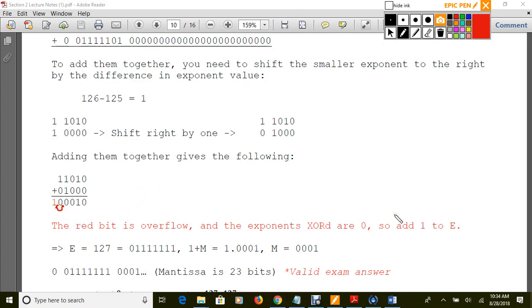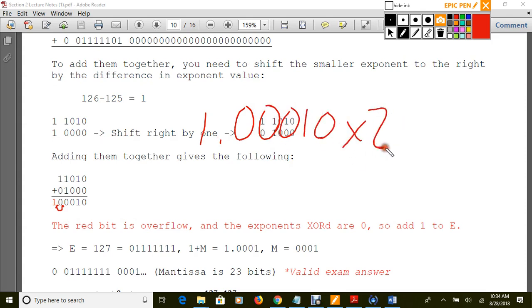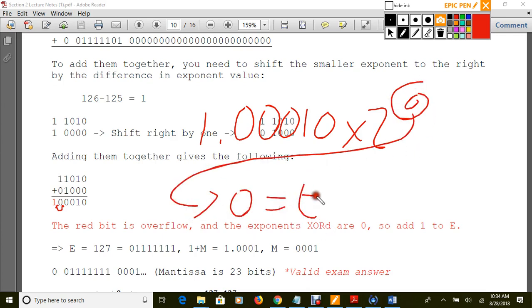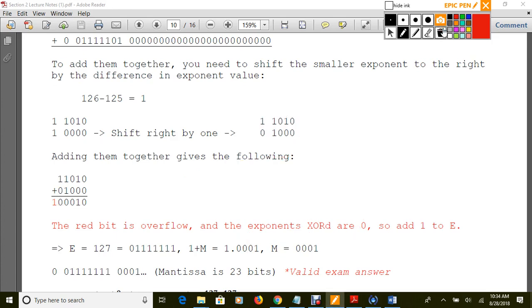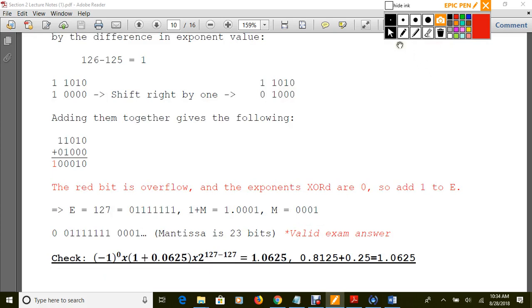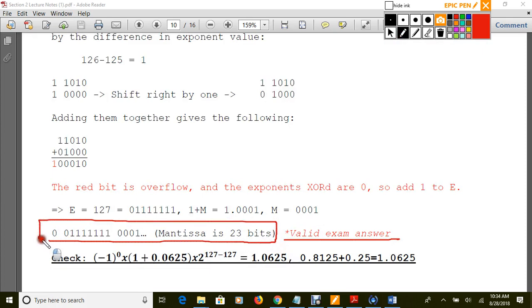So this becomes 1.00010 times 2 to the 0, right? Does that make sense? E equals 127. And so then what's happening is our result, and as you can see, I put valid exam answer. Sign bit is 0. 100.